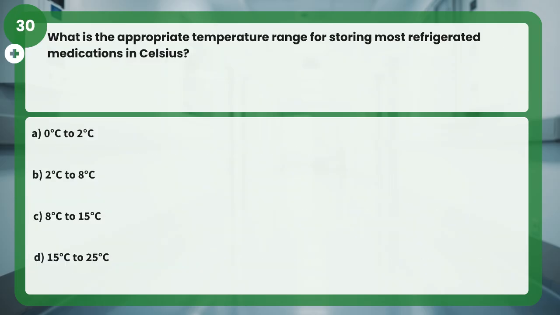Question 30. What is the appropriate temperature range for storing most refrigerated medications in Celsius? A. 0 degrees Celsius to 2 degrees Celsius. B. 2 degrees Celsius to 8 degrees Celsius. C. 8 degrees Celsius to 15 degrees Celsius. D. 15 degrees Celsius to 25 degrees Celsius.